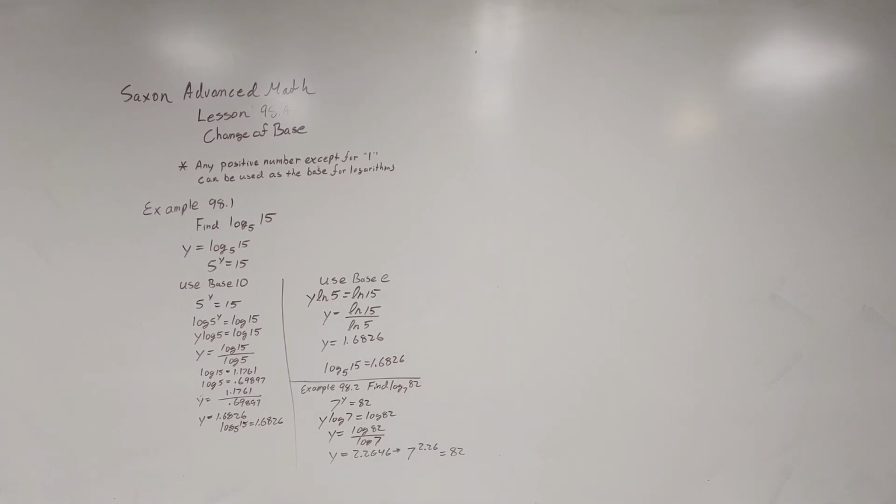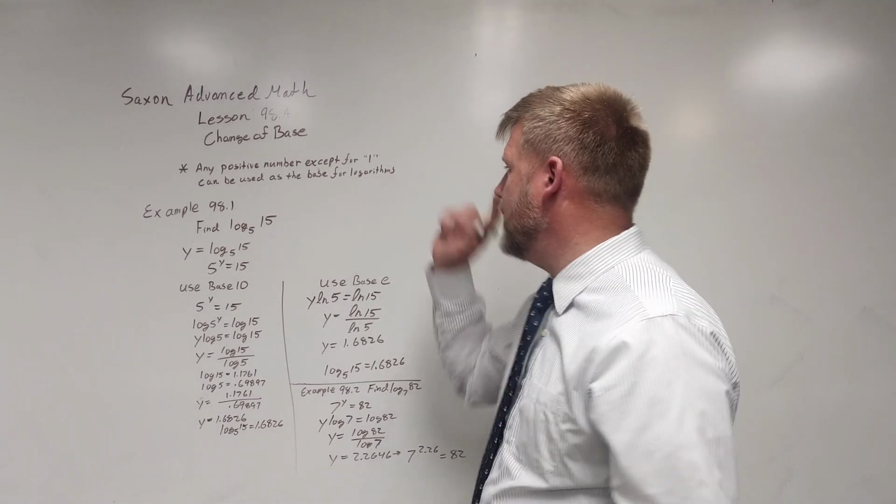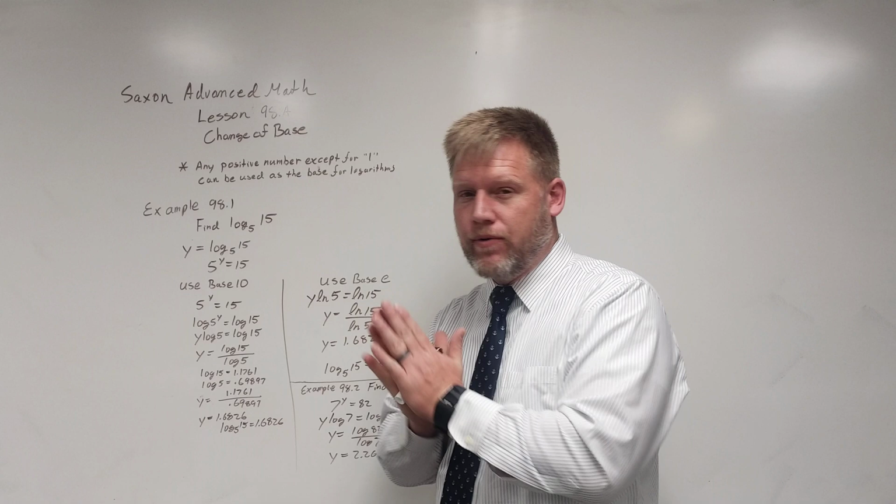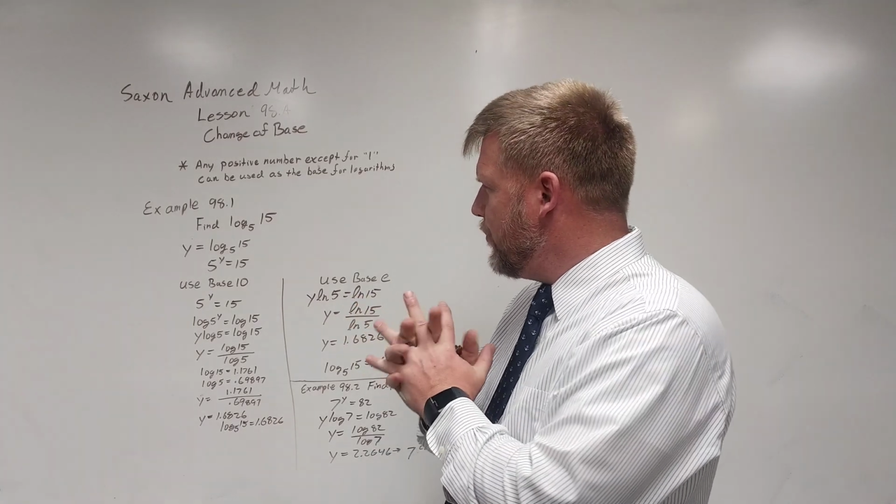This is Saxon Advanced Math Lesson 98A. This is change of base. Remember that logarithms work for any positive number except for 1. We can use 5 as the base for a logarithm. And so they have example 98.1 here.